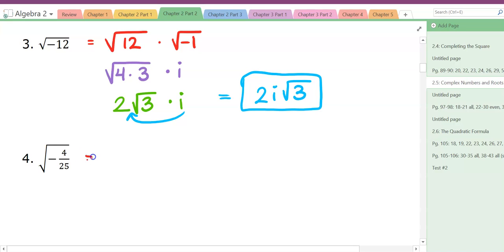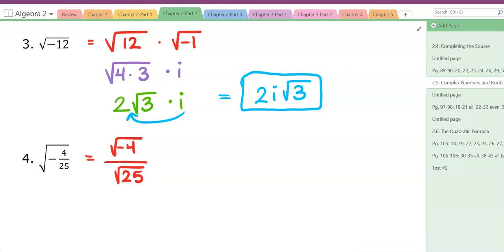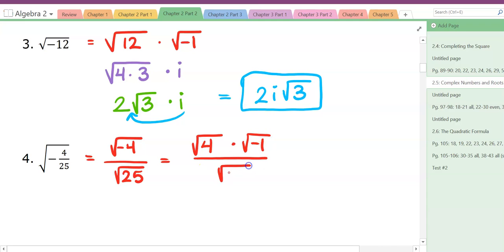So I could rewrite this as the square root of negative 4. I just have to pull that negative somewhere over the square root of 25. It could have been a negative 25 instead if you wanted. That negative sign just has to attach to one of the numbers. It doesn't matter which one. If I attach it to the 4, I'm going to go ahead and write it as the square root of 4 times the square root of negative 1 all over the square root of 25.